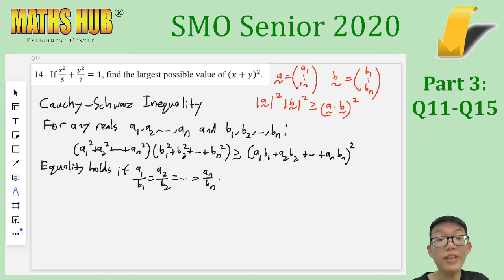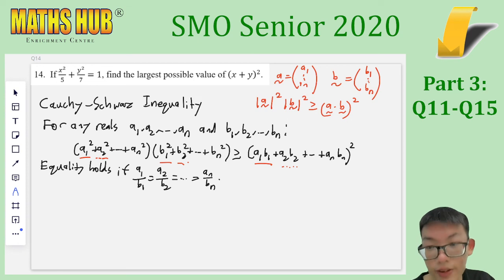For me, one way that I like to think about it is that A1 squared and B1 squared, you take the geometric mean of these two to get A1, B1. You then take the A2 squared from here and B2 squared from here, and you get the geometric mean A2, B2, and so on. Now let's apply this to this question.